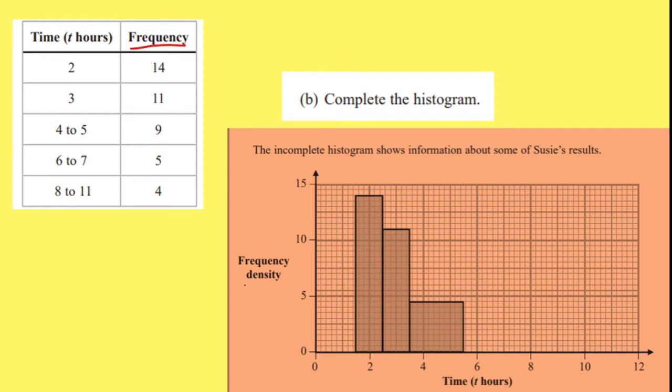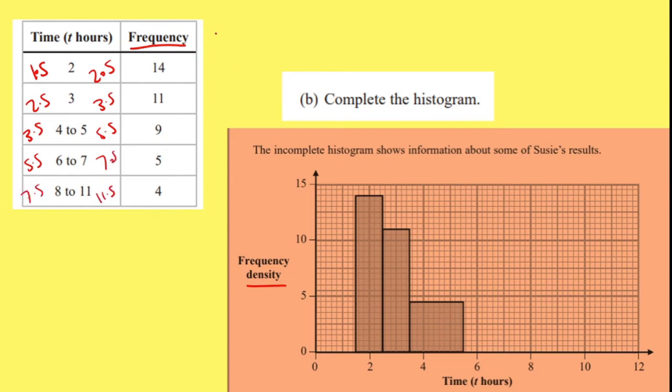Now this says frequency. This says frequency density. They are not the same. Please do not think they are the same. Now, because this is not really in the normal form, I like to put down the boundaries of this class. So the lowest one there is 1.5 and the highest one is 2.5. 2.5 to 3.5. 3.5 to 5.5. 5.5 to 7.5. 7.5 to 11.5.